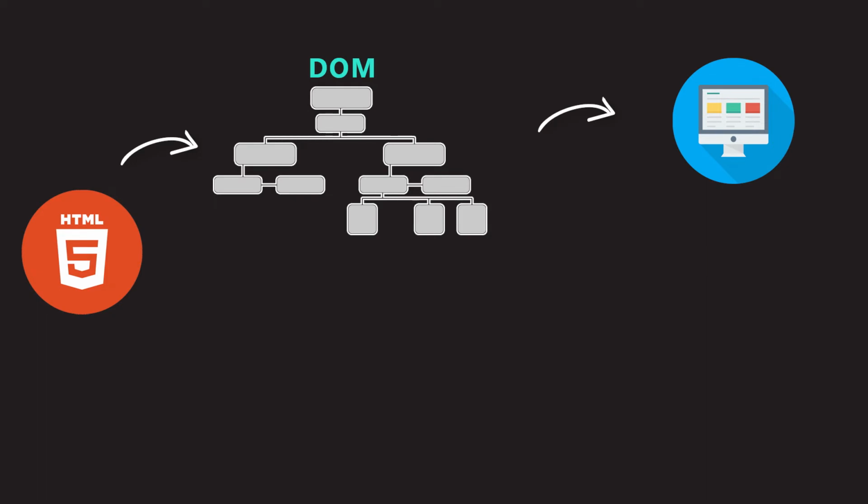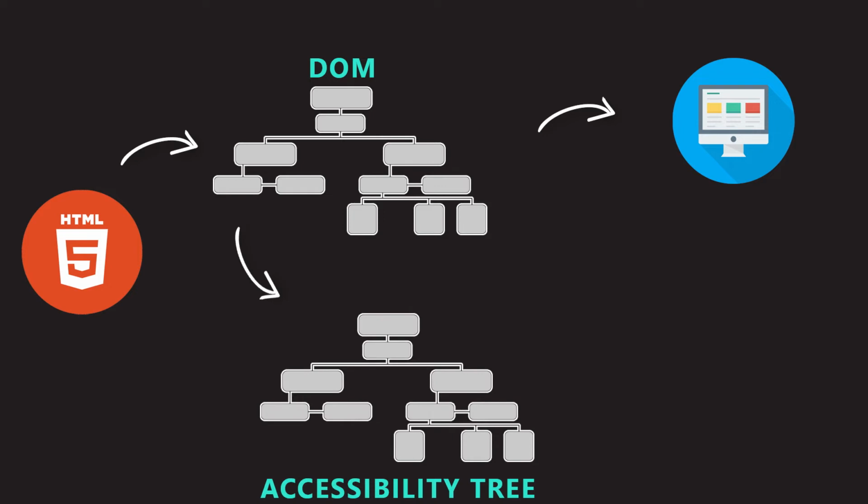What is important to know is that this is not the end of the process. A screen reader doesn't communicate with the graphical user interface. One thing that the browser does is that it takes the document object model and creates another tree: the accessibility tree. Just like the document object model, this tree is full of nodes. When someone is navigating a website using assistive technologies, they are in fact navigating the accessibility tree.